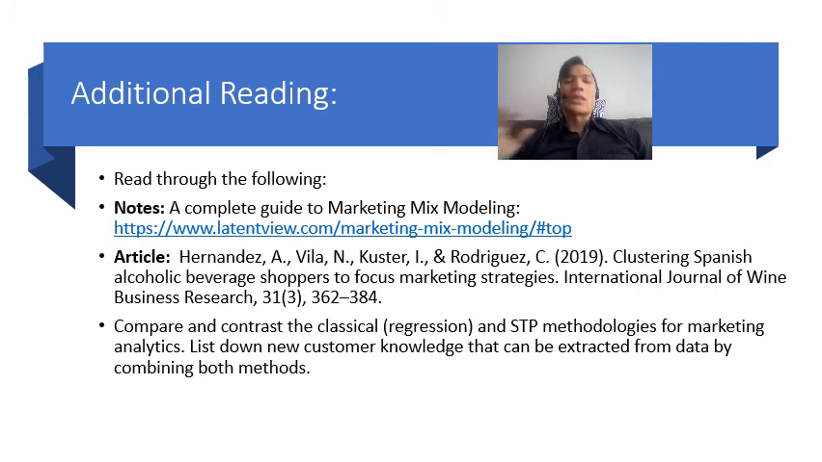comparing and contrasting the classical regression and the STP methodologies for marketing analytics. List down as many as you can new customer knowledge that can be extracted from data by combining both methods. So what you need to do is, if you think about putting two methods together or three methods together, think about what the methods you're putting together are and what new knowledge you can derive from putting those two methodologies or more than two methodologies together.